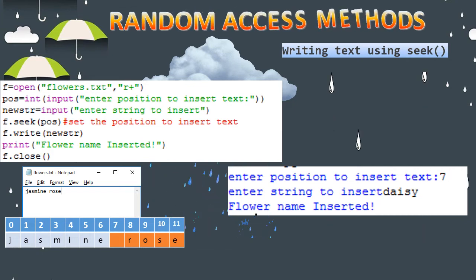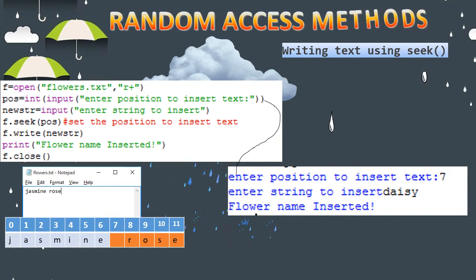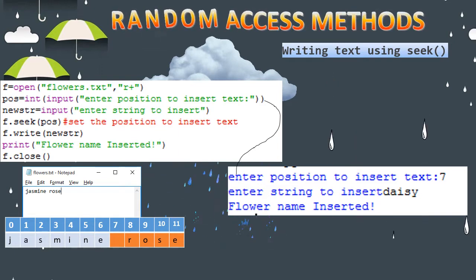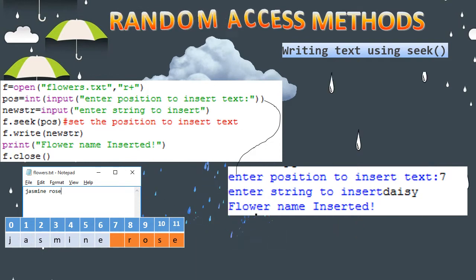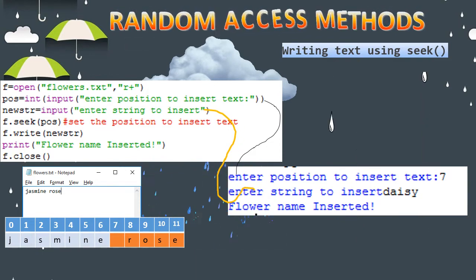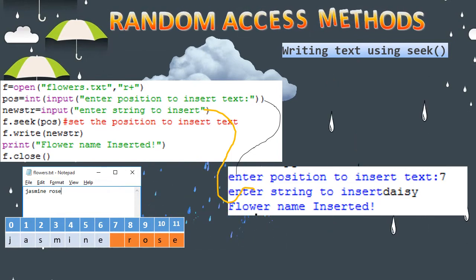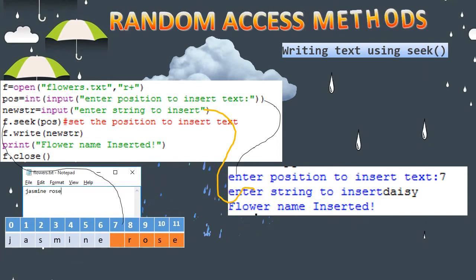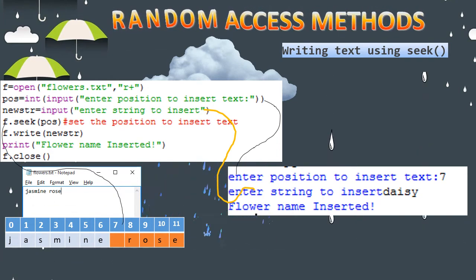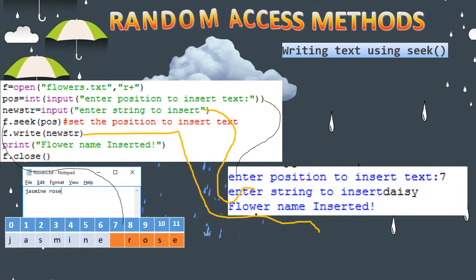So first, in the second line of the program we are getting the position: enter the position to insert. So the seventh place, which is a blank space. I want to insert the text in the seventh place. Which string do I want to insert? Daisy, I am going to insert. So we have to set the position before writing the text. After seek of the position, the seventh position is set. And then next, using the write function, we are going to write the string.